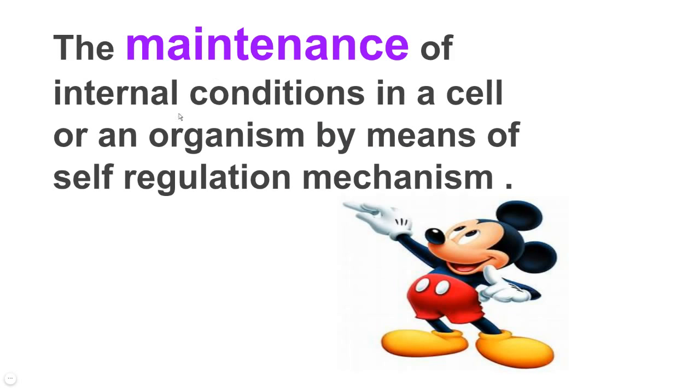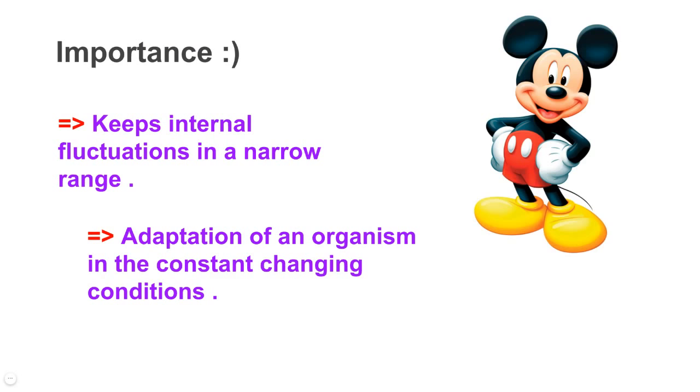It's the maintenance of internal conditions in a cell or an organism by means of self-regulation mechanism, or the protection of internal environment of an organism from the harms of fluctuations taking place in an external environment is termed as homeostasis. Now let's see the importance of homeostasis.